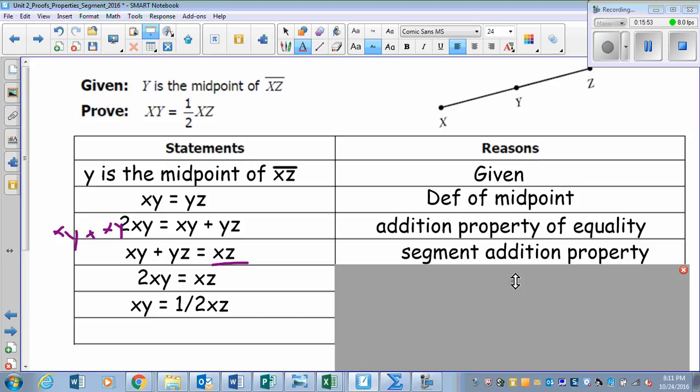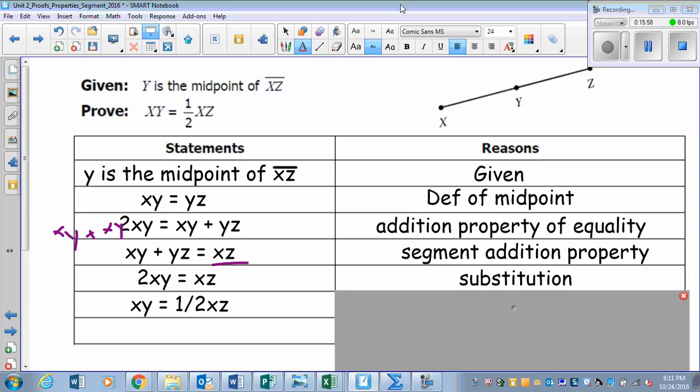All right. Now we have the 2XY equals XZ by substitution. Some also could have said transitive, and that would have been fine. We could substitute because 2XY equals XY plus YZ. We can substitute that in, or you could have said 2XY equals XY plus YZ, and XY plus YZ equals XZ. Therefore, 2XY has to equal XZ. Again, so either one, substitution or transitive, would be okay.